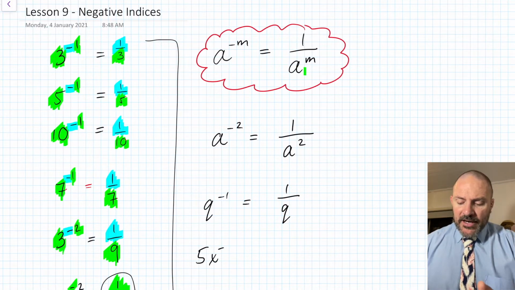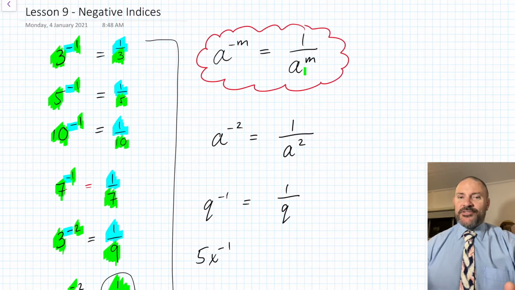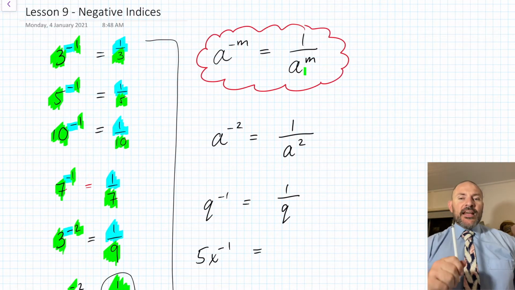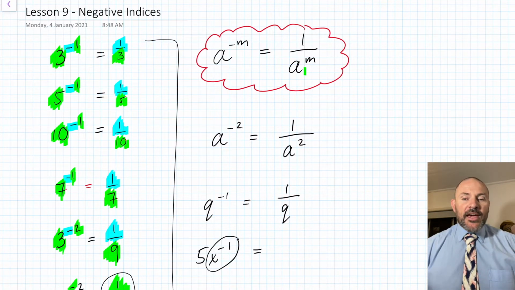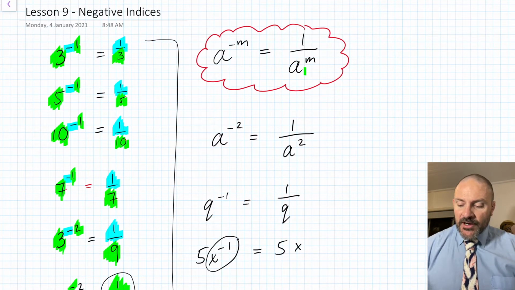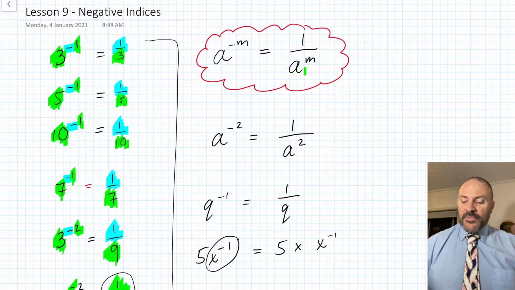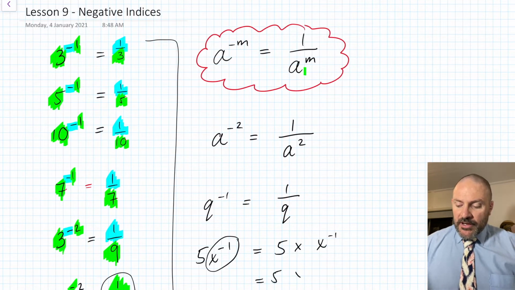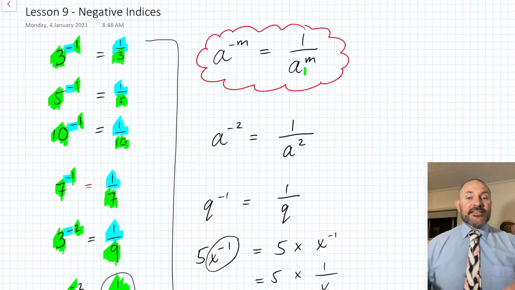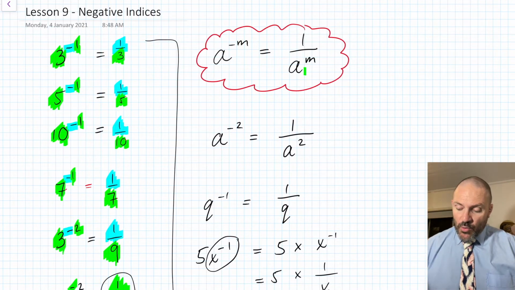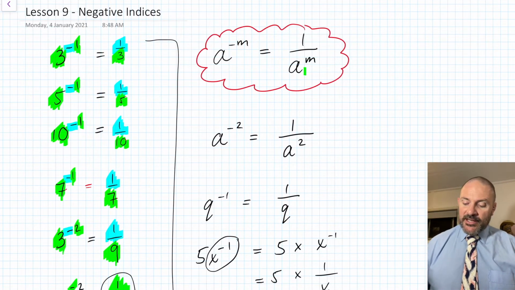5x to the power of negative 1. Interesting. What's the negative 1 working on? Well, it's only working on the x, which means we've got 5 times x to the negative 1. Now, if I look at this, negative means 1 over x, which means if I now look at this and say 5 times 1 is 5, we actually get this answer here.